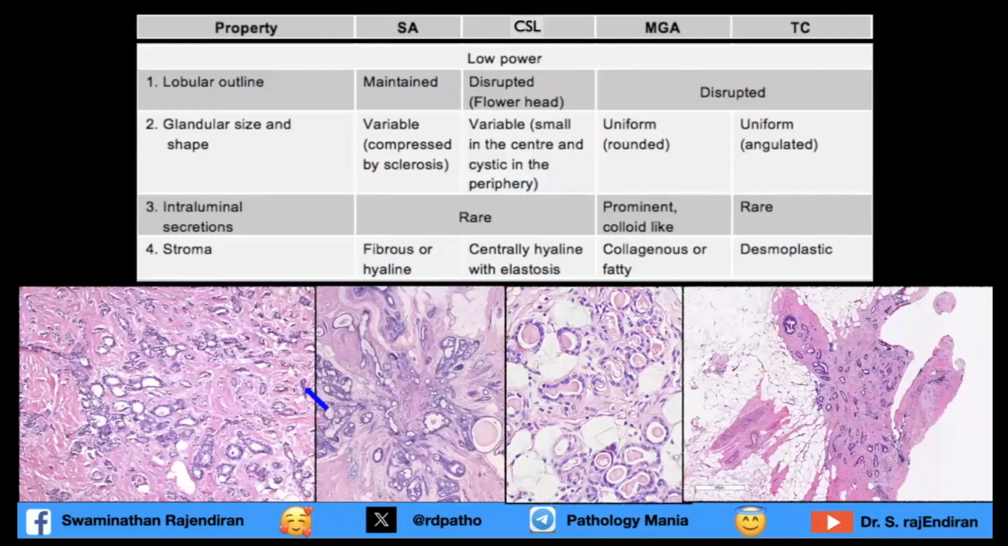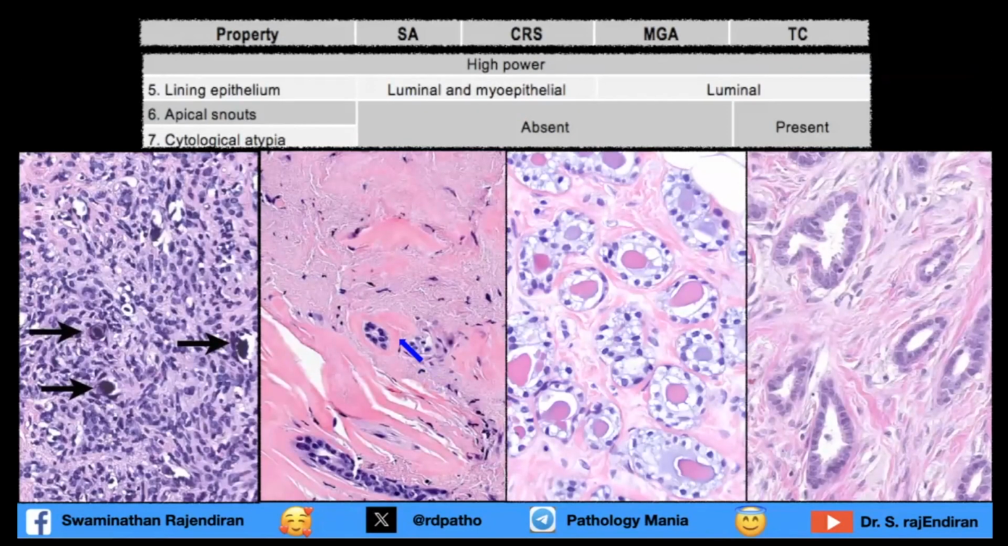So again, sclerosing adenosis, complex radial sclerosing lesion, microglandular adenosis, and tubular carcinoma. This table tells you what I already talked about. So this is the high power view. Sclerosing adenosis is the most common benign condition associated with microcalcifications. In the complex radial scar, the central area will show a lot of elastosis. The microglandular adenosis, as I told you, will have a lot of colloid-like secretions, no myoepithelial cells. Angulated glands with apical snouts. Can you see all the snouts? This is the classic of tubular carcinoma.